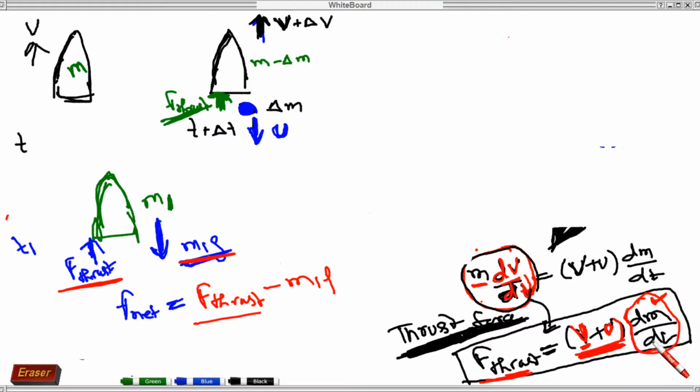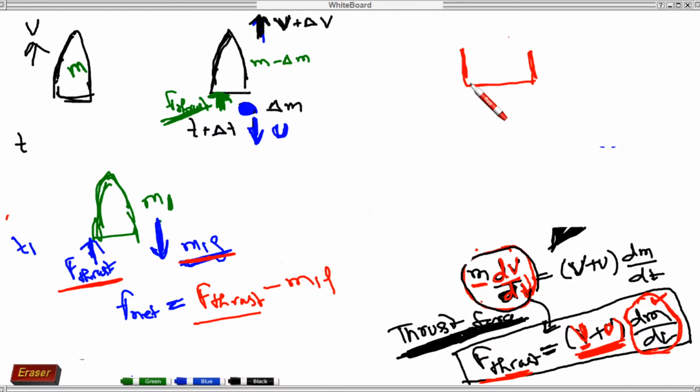dm over dt is the rate by which the fuel is ejected, or the mass keeps on reducing. There can be any scenario. For your understanding, I considered a rocket, but it can be any scenario. It can be like a truck filled with sand.